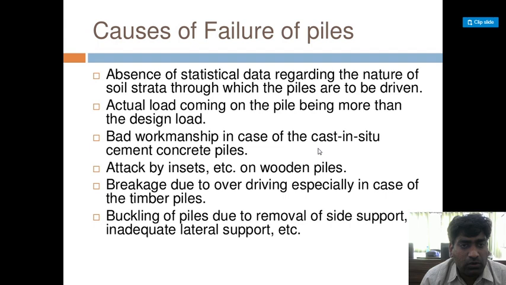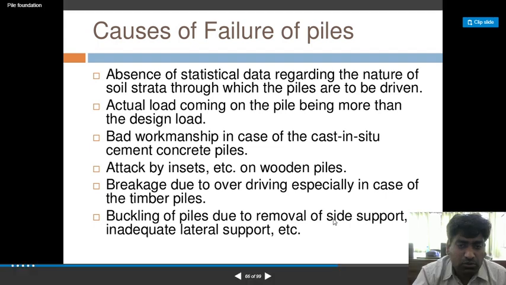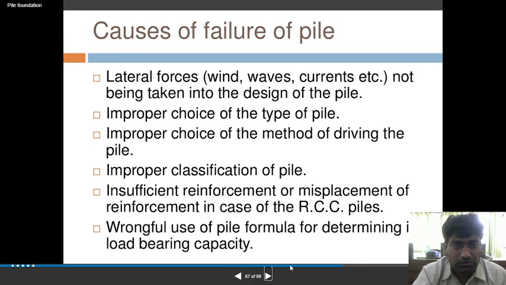Wooden piles: breaking due to overdriving, especially in case of timber piles. Buckling of the piles due to removal of the side support, inadequate lateral support. Causes of failure of the pile: lateral forces, wind, waves and currents, etc. not being taken into the design of the pile.